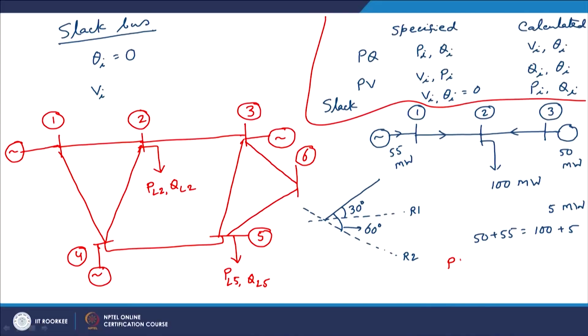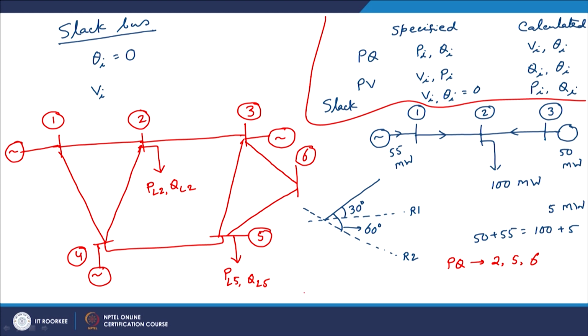So for this case, what are my PQ buses? My PQ buses are bus 2, bus 5 and bus 6. For bus 2, P2 is equal to minus PL2 and Q2 is equal to minus QL2. For bus 5, P5 is equal to minus PL5 and Q5 is equal to minus QL5. For bus 6, because there is nothing connected, P6 would be equal to 0, and Q6 also would be equal to 0. So in this case bus 2, bus 5 and bus 6 are the PQ buses.